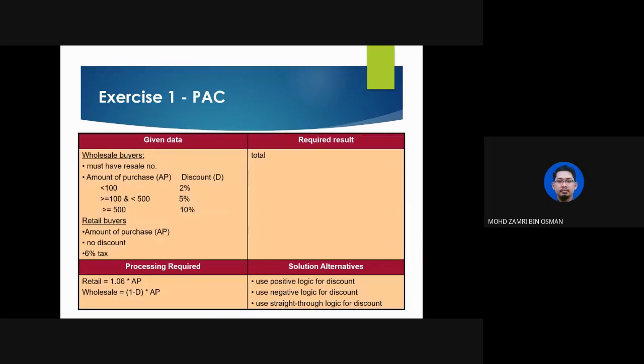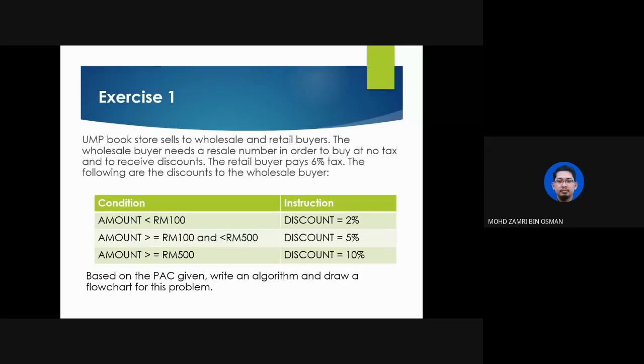Okay, this one is just an exercise for you. You can try to go through the exercise, and the sample answer is given there. UMP bookstore sells to wholesale and retail buyers. Mostly in the questions, you will get this kind of information, so you need to extract the information, either the decision or something like that. But this one is very straightforward. The amount is less than 100 and the discount is 2%.